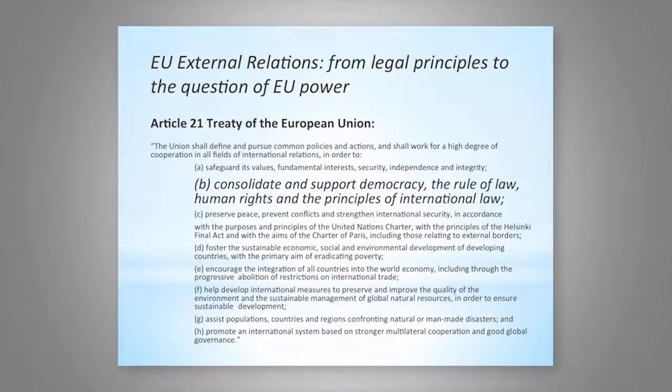In the second paragraph of Article 21, we find a long and indeed comprehensive list of objectives of the EU, and amongst many others you will see that the consolidation and support for democracy, the rule of law, human rights, and the principles of international law has a prominent spot on the top of the list.